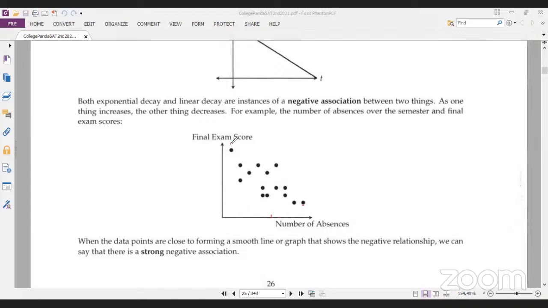If we represent it by any curve or line, it should slope to the left. So it is a negative slope for a line or a negative tangent slope for a curve. That means a negative association. This is a negative relationship between the number of absences and the score.